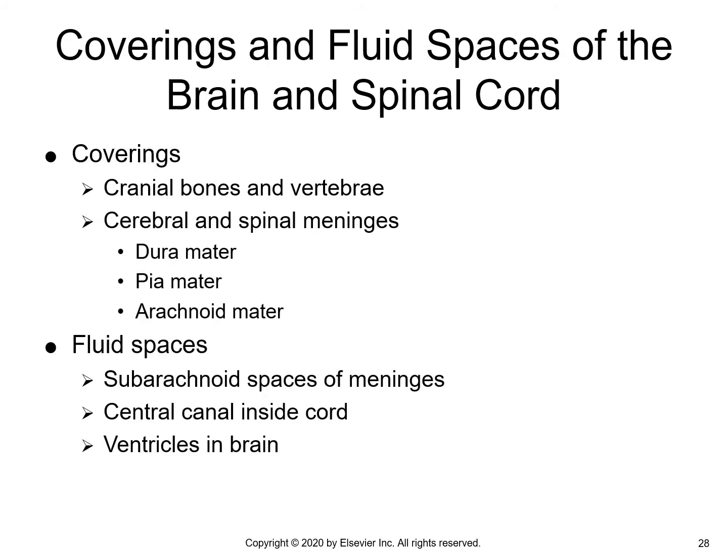So let's talk about coverings and the fluid spaces of the brain and spinal cord. The coverings are cranial bones and vertebrae, and the cerebral and spinal meninges: the dura mater, the pia mater, and the arachnoid mater. Fluid spaces: the subarachnoid spaces of the meninges, the central canal inside the cord, and the ventricles in the brain. On page 191, it shows a great view of the coverings of the spinal cord.